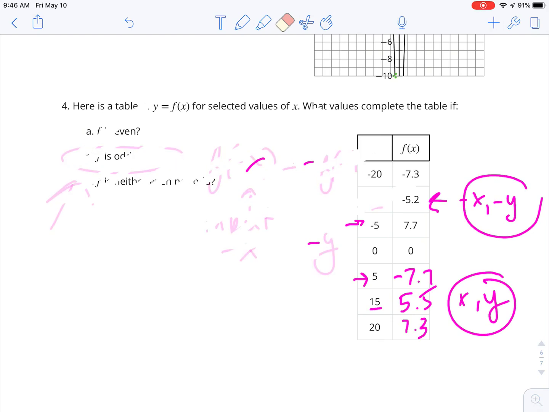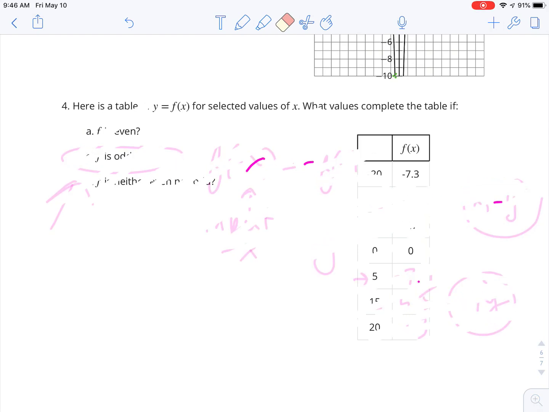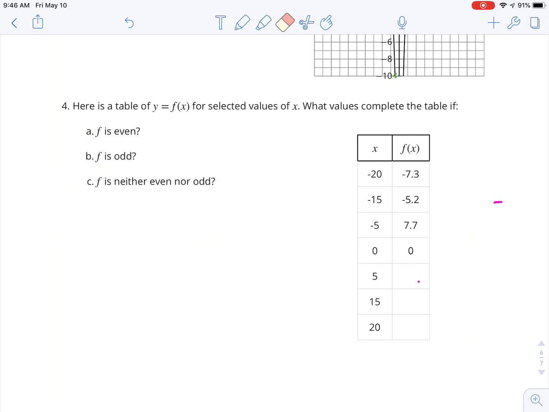And then for neither even nor odd, you can put in whatever you want. So for this one, we can do 1, 2, 3. There you have it.